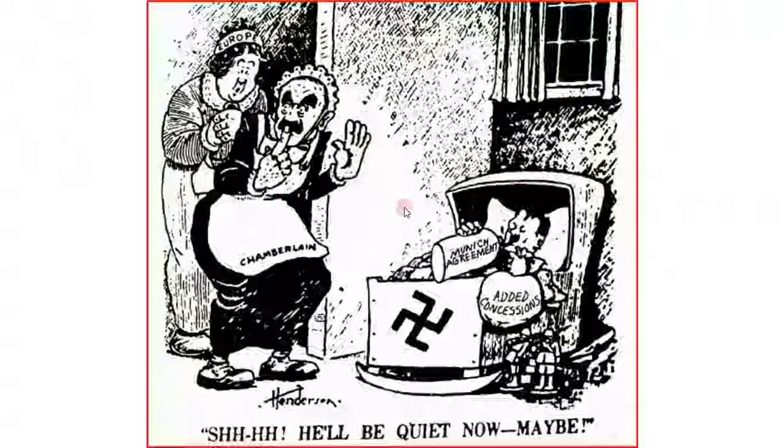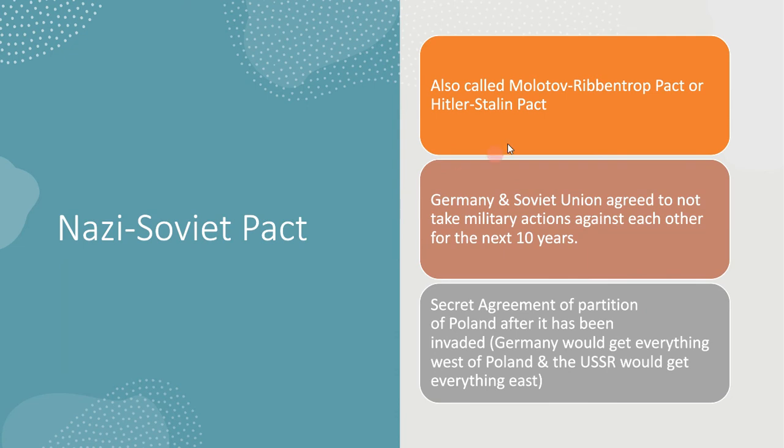Okay, so the Nazi-Soviet Pact. It was also called the Molotov-Ribbentrop Pact, or the Hitler-Stalin Pact. It was a treaty, or an agreement, between Germany and the Soviet Union to not take military action against each other for the next 10 years.